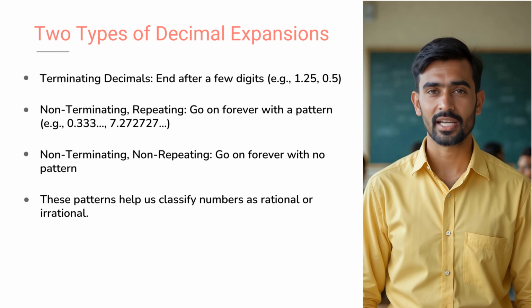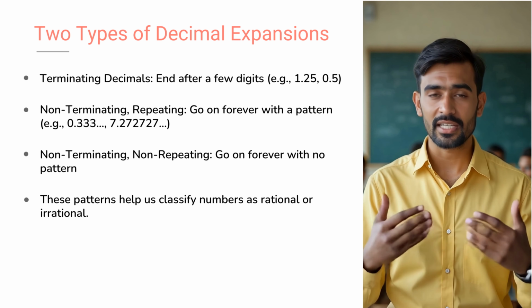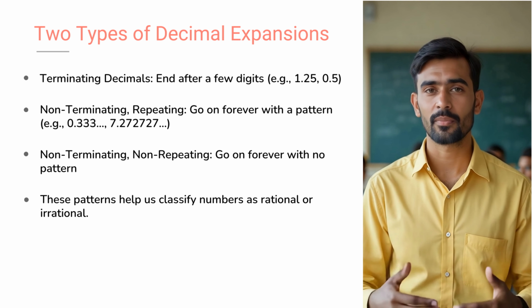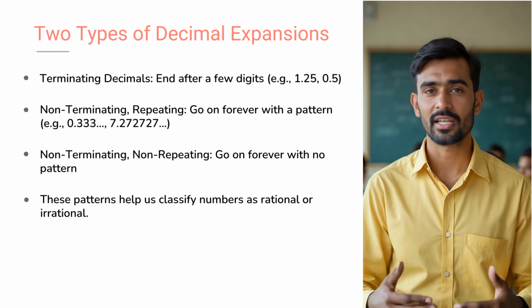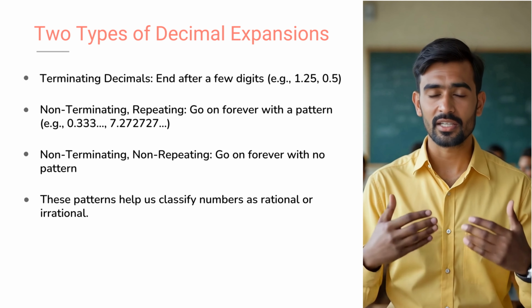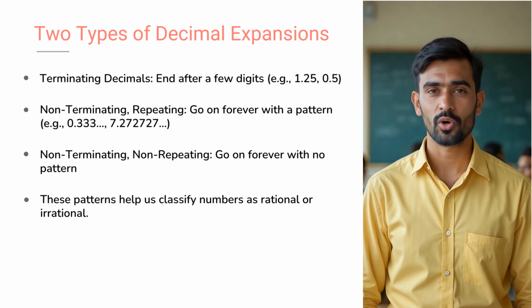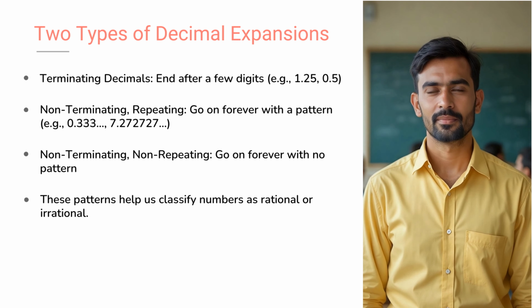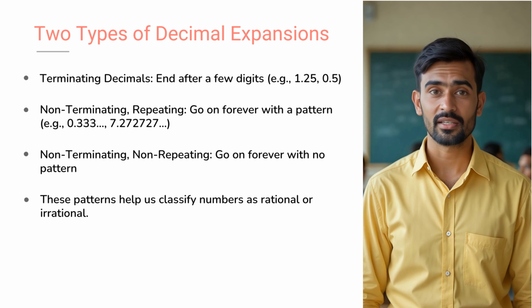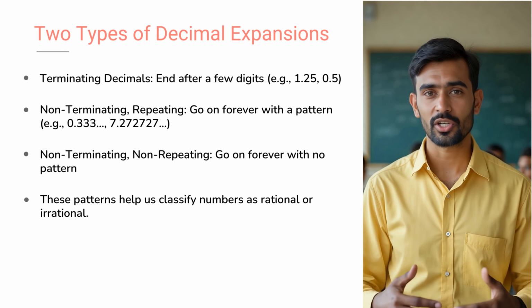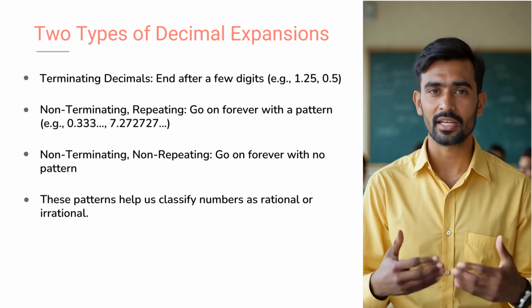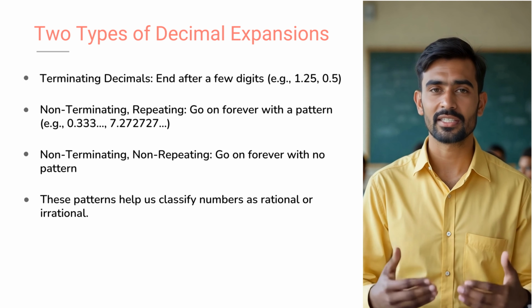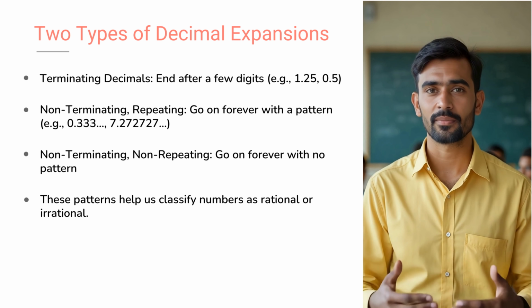Next, non-terminating decimals. These just keep going. But wait, some of them are repeaters like 0.333 or 7.272727. And some are total wildcards, they go on without ever repeating. So we've got three styles: terminating, non-terminating but repeating, non-terminating and non-repeating. Each one tells us something important about the number.